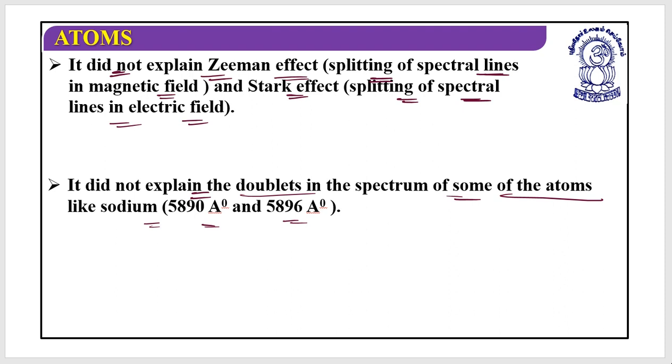It can have the spectrum of 5890 Angstrom, as well as the spectrum of 5896 Angstrom. So it cannot explain all this. So there are certain limitations of Bohr's model too.